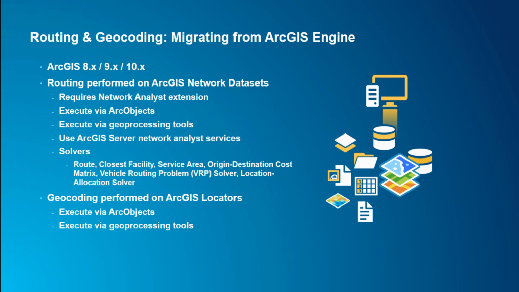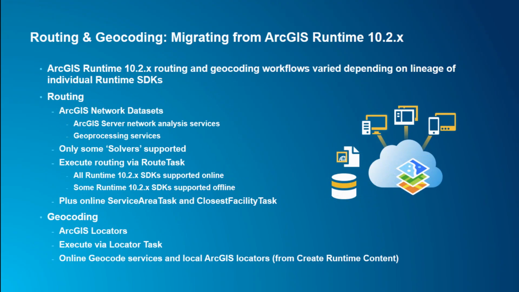So for context, again, ArcGIS Engine routing was based on ArcGIS network datasets, required a network analyst extension, executed via ArcObjects or via geoprocessing tools, or you could use ArcGIS Server network analysis services. A number of different solvers were available to you in Engine, and geocoding was performed on ArcGIS locators, again executed either via ArcObjects or via geoprocessing tools.